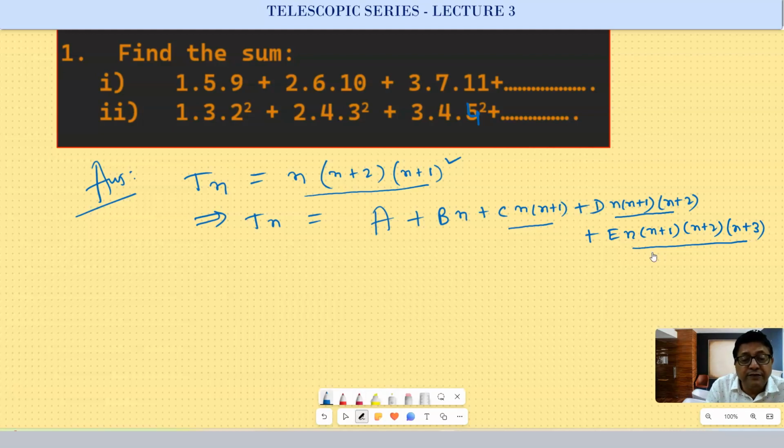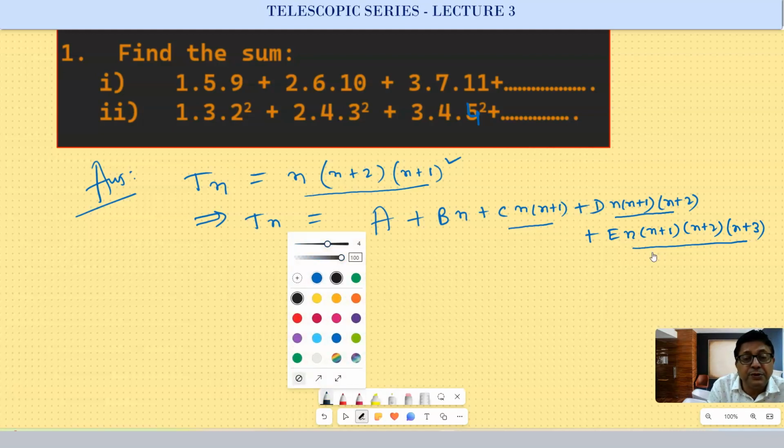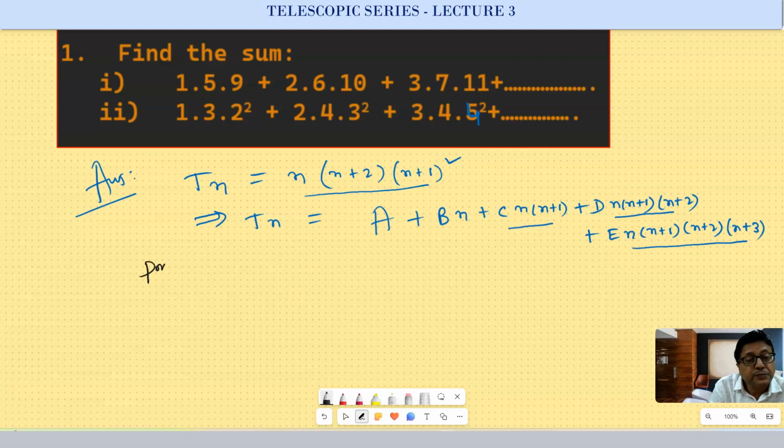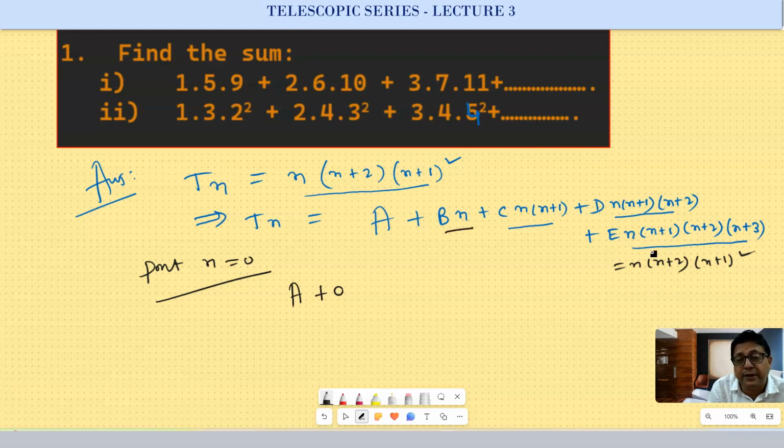You go on putting the values. What value are we going to substitute? Let us put n equal to 0 first. This Tn is actually n into n plus 2 into n plus 1 whole square. For n equal to 0, what will you get? A plus the remaining terms are zeros only. N is there everywhere. This will be equal to 0. Therefore, A is 0.